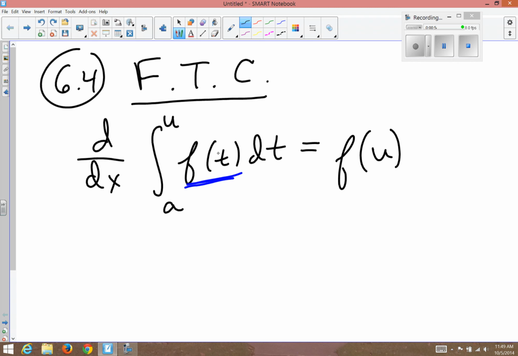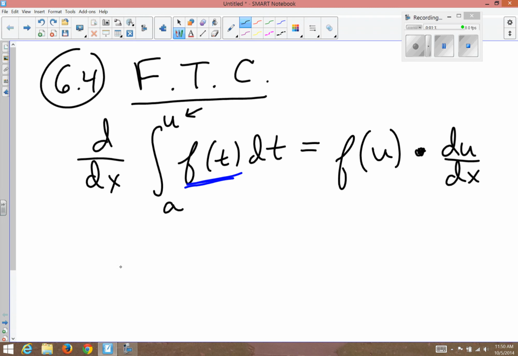I like to say the t takes a hike. In its place, whatever's up here. And we also multiply by the derivative of that upper limit with respect to x. We'll see how this works when we look at a few examples.